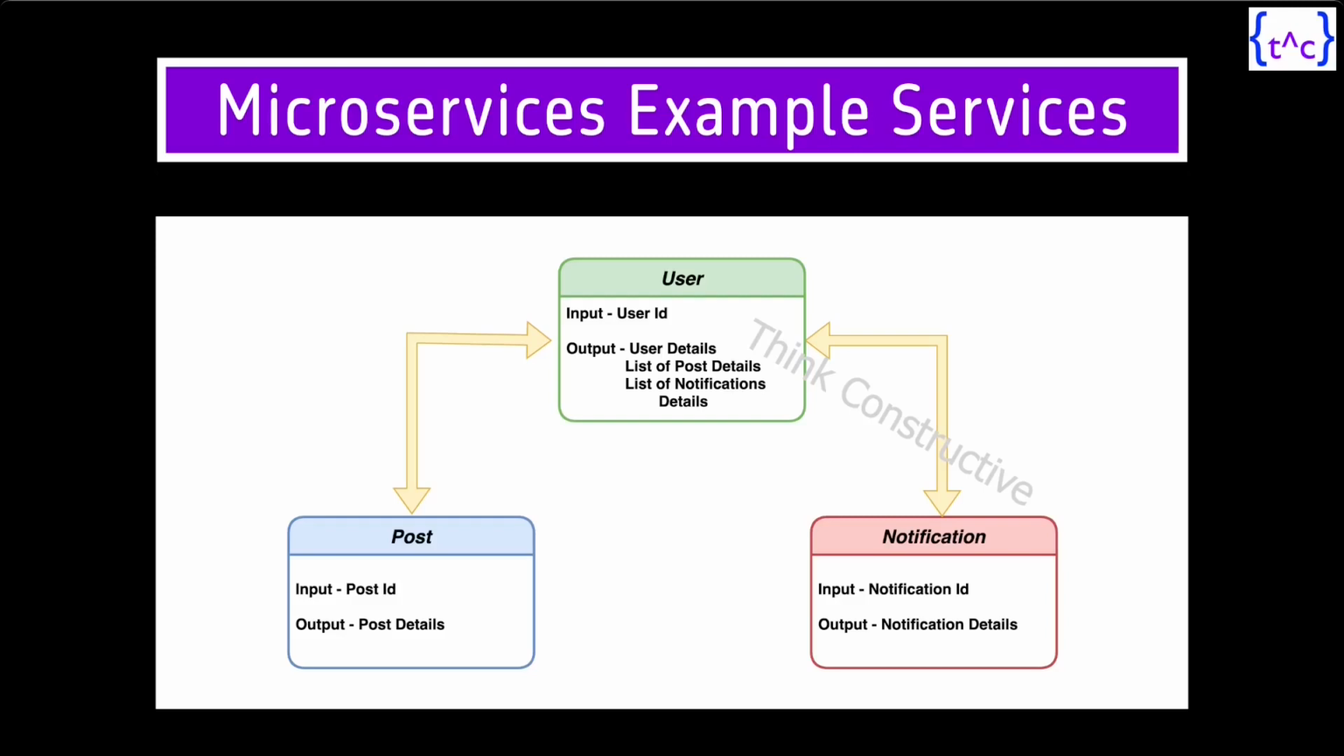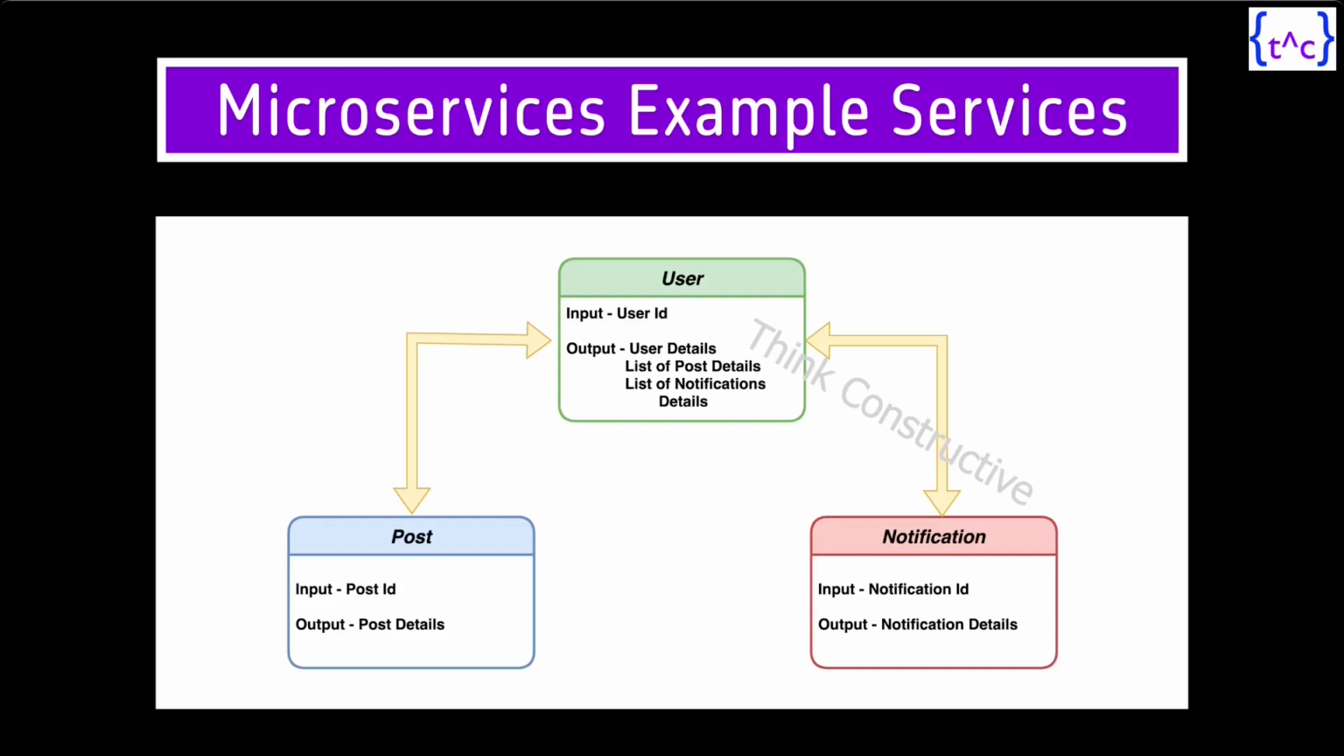Alright, so in this example we have 3 microservices: user microservice, post microservice and notification microservice. Post microservice is responsible to get the post details for a particular post ID, and notification service is responsible to get the notification details for a particular notification. User microservice is taking user ID as an input and returning all the user details to the requester. In these user details, it is also collating post details as well as notification details. And from where is it getting?